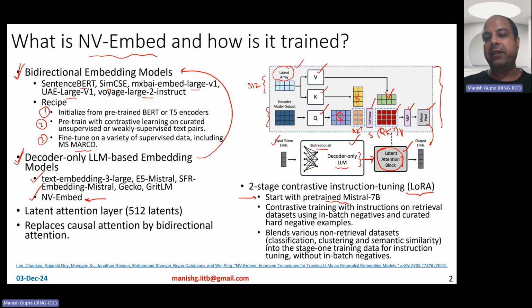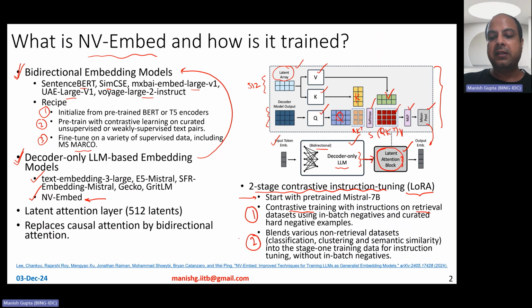Now the training for NV-Embed is done in two stages, two-stage contrastive instruction training. In the first stage, they just tune on retrieval tasks, several retrieval datasets, and I'll talk about this in more detail on the next slide. They use in-batch negative sampling and also curated hard negative examples for these retrieval datasets. And then they do contrastive training. So that is the first stage.